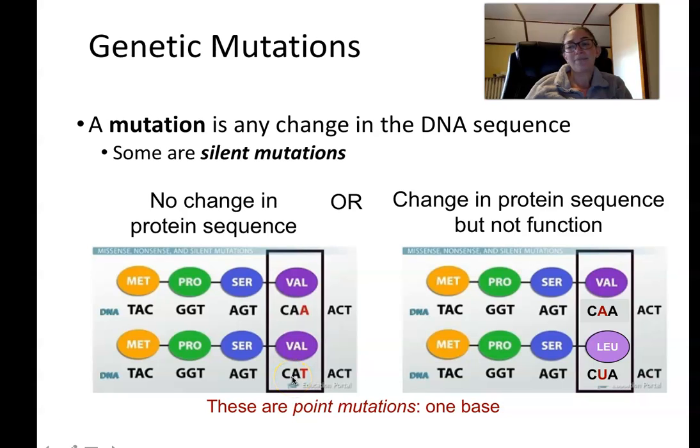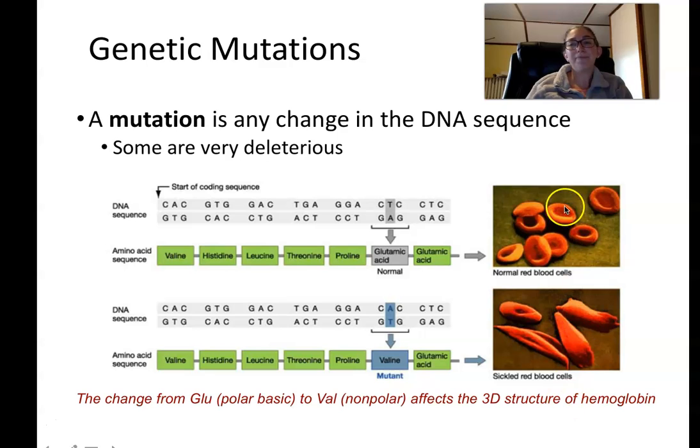Another type of silent mutation is one where you change the base and it does change the amino acid, but it changes to another very similar amino acid. So valine and leucine are very similar. They're both small non-polar amino acids, so they have very similar chemical properties. So it's almost like a not noticeable change in the protein sequence. So that also might be considered a silent mutation. All right.